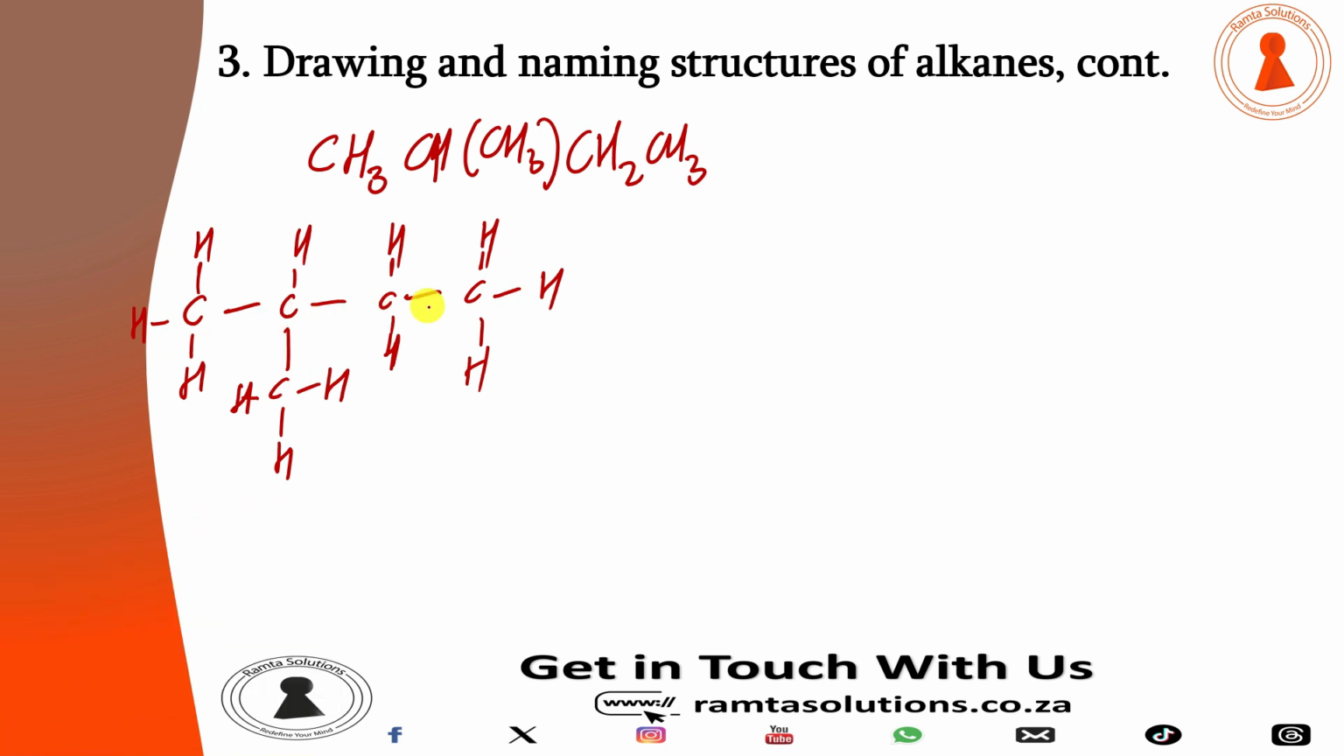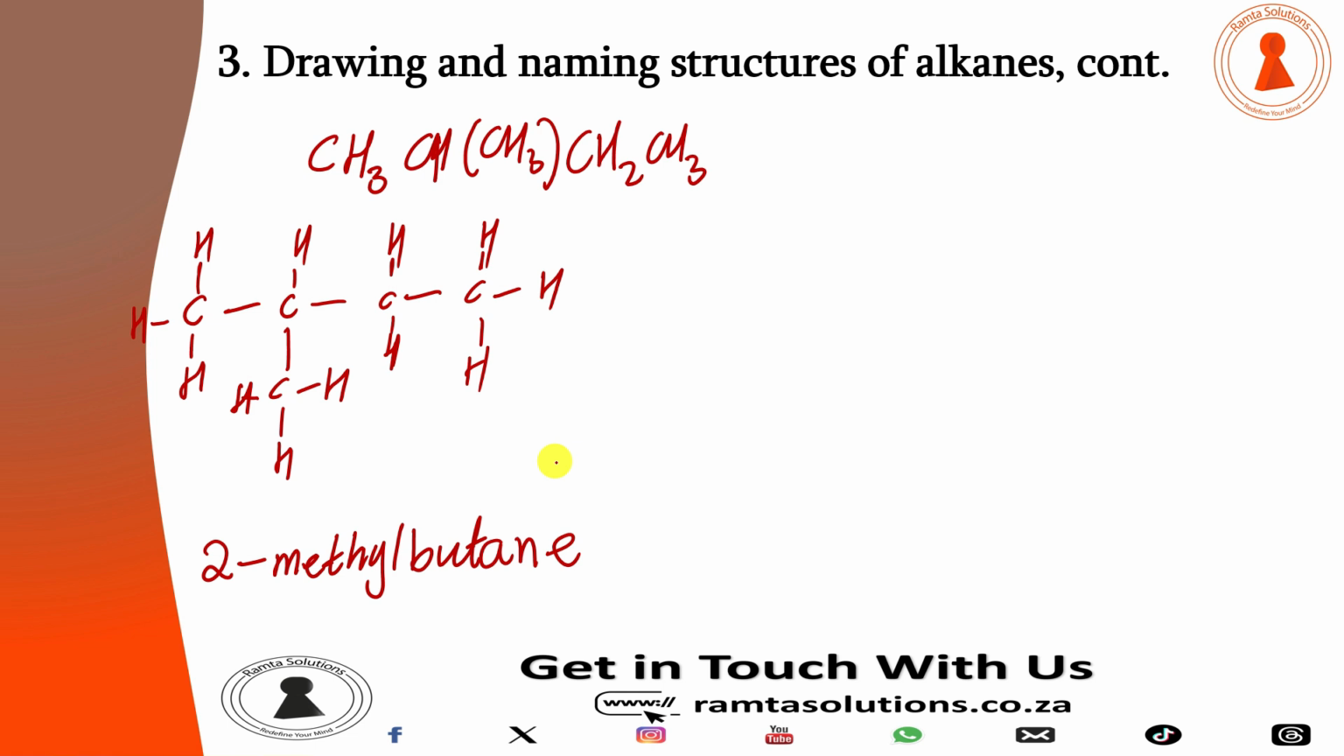longest chain is 4 carbons, which is but-. Okay, but where's the substituent? It's on the second carbon. Can you see that? What is the name of the substituent? Methyl. And what is the longest chain? We said but-. What is the functional group? Single carbon-carbon. Which homologous series is that? Alkane. So it's 2-methyl butane.